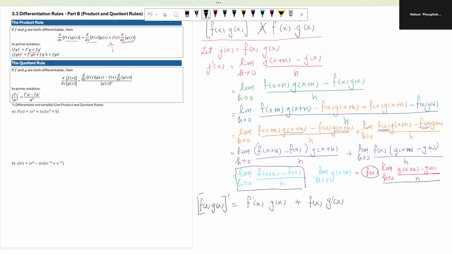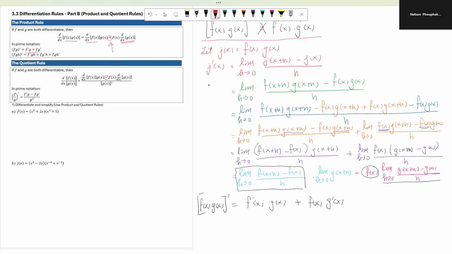Now the quotient rule: if I take the derivative of f over g, it will be the derivative of f of x times g of x minus f of x times the derivative of g of x, over g of x squared. If you compare the product rule and the quotient rule, the product rule is almost the same, but it has a plus sign, while the quotient rule has a minus sign. And for the quotient rule, we just need g of x squared in the denominator.